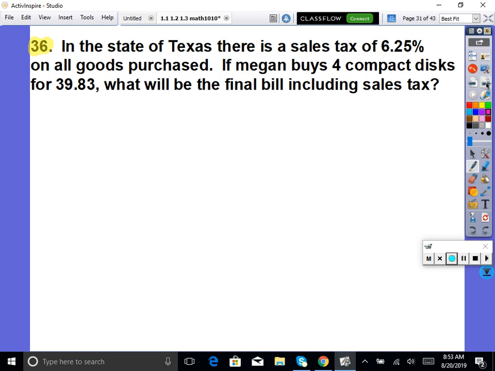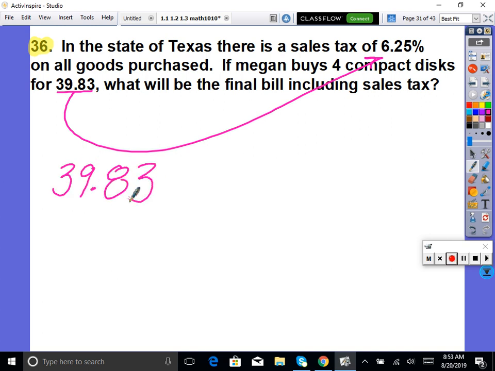So it says we got to add on the sales tax, right? Yes, everyone? So we would do 39.83. There's a couple ways to do this. What would we times by? I think that's the total after she buys the 4 discs. But good thought. So what do we need to times by?